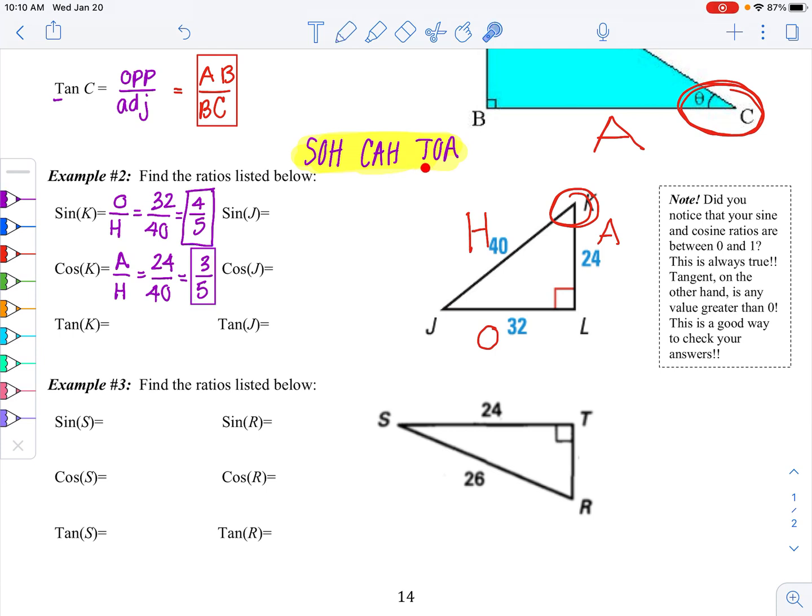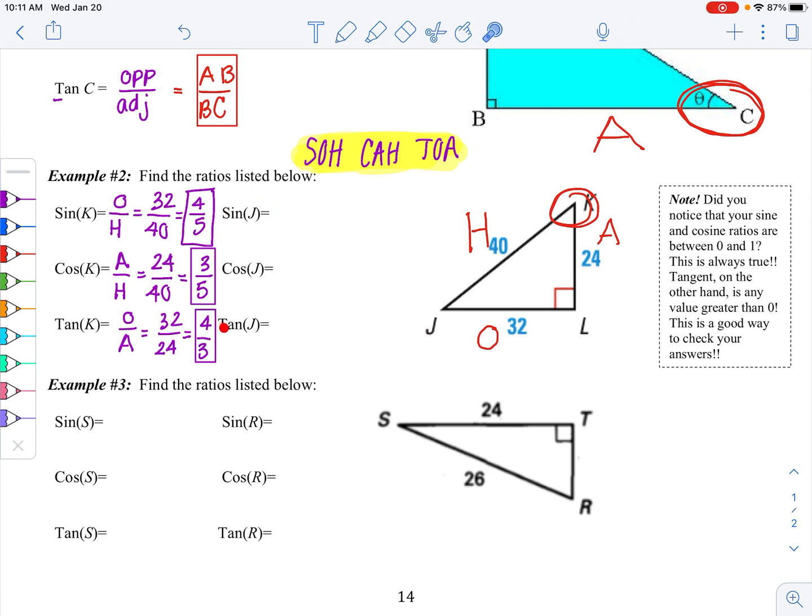Last one is tangent. So that's the TOA. Tangent is opposite over adjacent. So O over A. The O side is 32. The adjacent side is 24. Simplify, you get 4/3. And now you just did your first example with actual numbers.